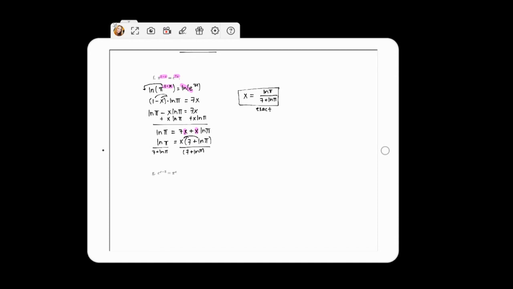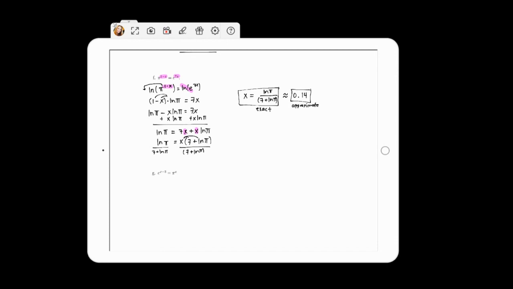And to find the approximate answer, I just plug this into my calculator, always putting a lot of parentheses so that my calculator knows what I want it to do. And then I get 0.14 for my approximate answer, rounded to 2 decimal places.